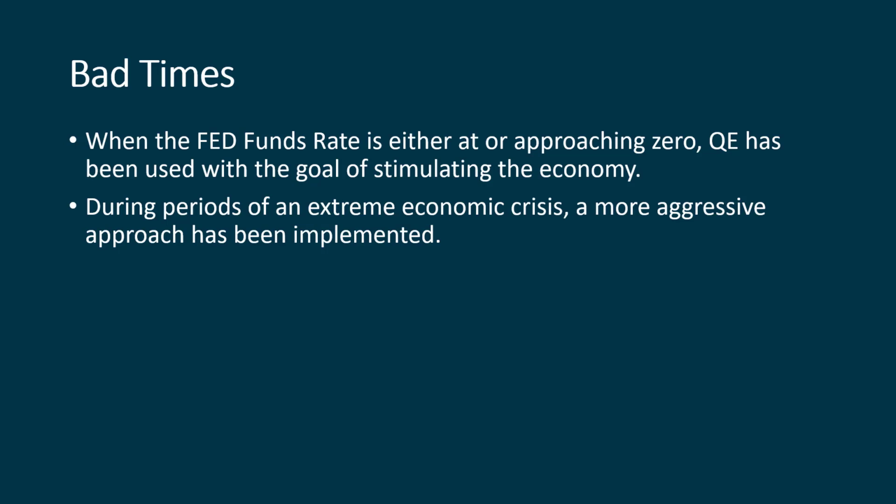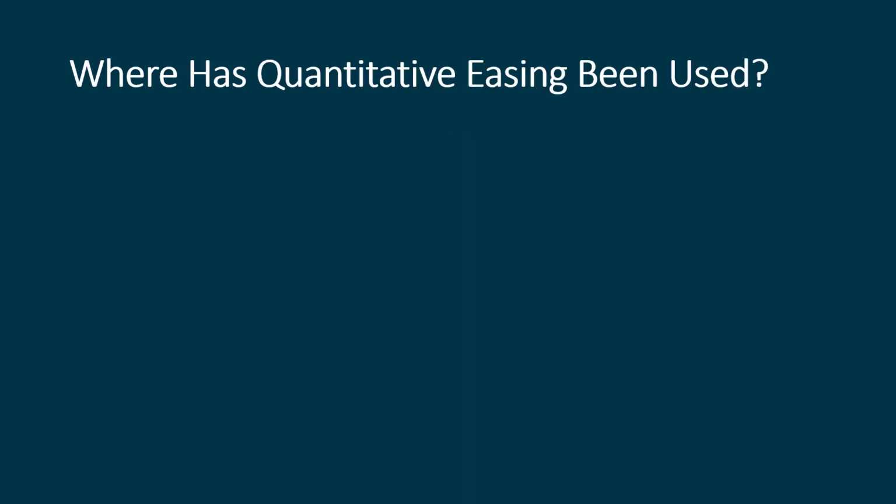We just need to look at what's happening and then come up with a plan if things shift in a direction that we're not anticipating. So when the government does look to use that more aggressive approach, that is quantitative easing, or we just call it QE. Has QE ever been used elsewhere?